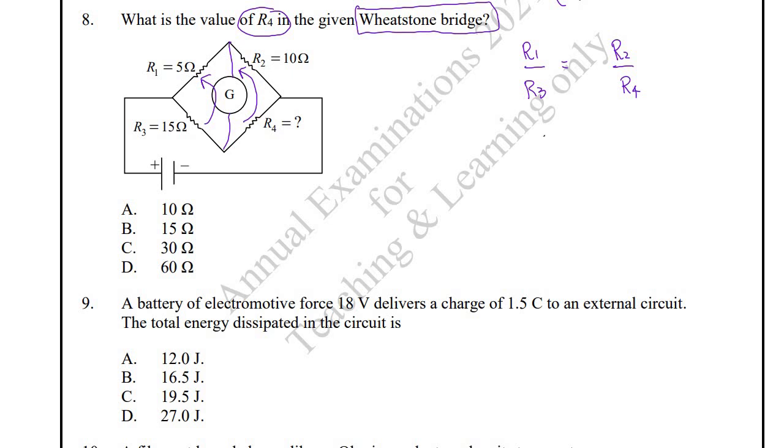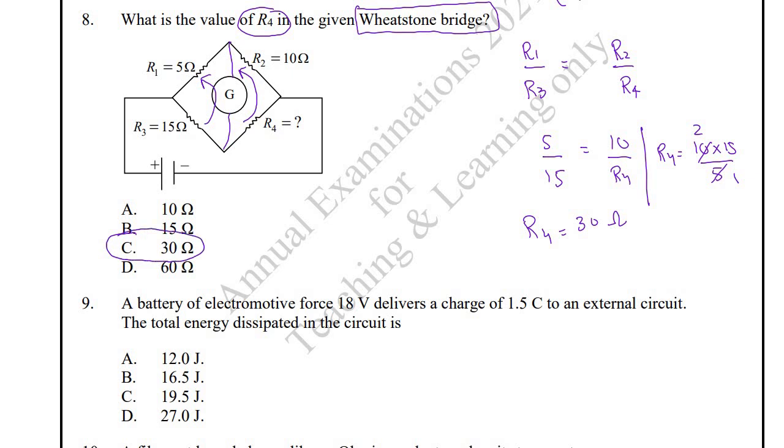So let's substitute the values. 5 ohms divided by 15 ohms should be equal to 10 ohms divided by R4. So for the value of R4, this expression could be written as 10 into 15 over 5. 5 ones are 5, 5 twos are 10. So R4 comes out to be 30 ohms. So the correct answer in this question number 8 will be option C.